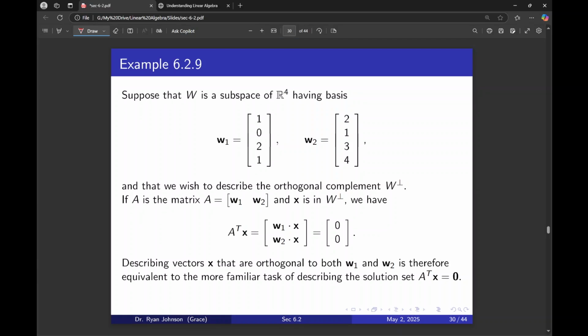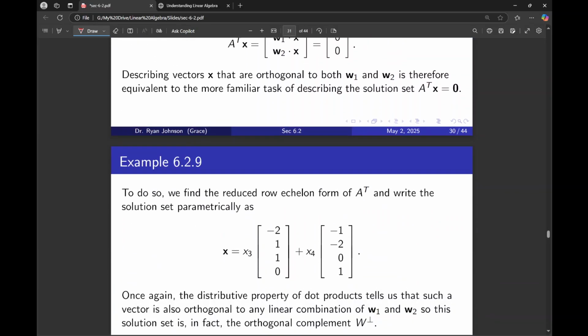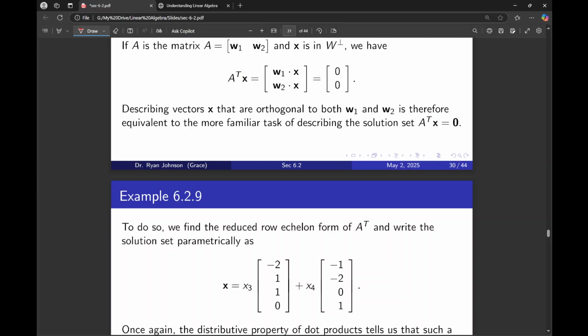All right. So then, suppose W is a subspace of R4, with this basis, this one and this one. And we want to describe the orthogonal complement W perp. So if A is a matrix with columns W1 and W2, and if X is in W perp, then basically we know this must be true. And so describing the vectors X that are orthogonal to W1 and W2 is equivalent to the more familiar task of finding solutions of A transpose X equals 0.